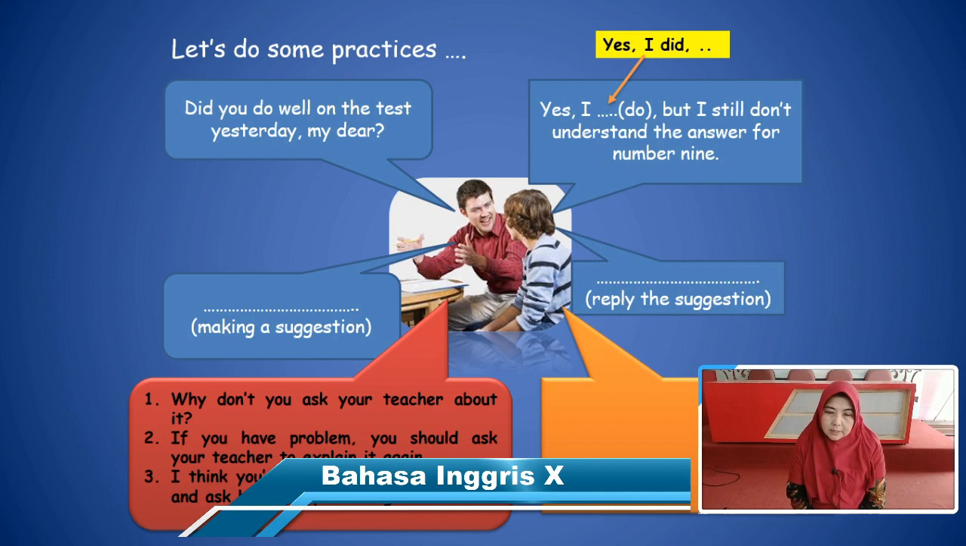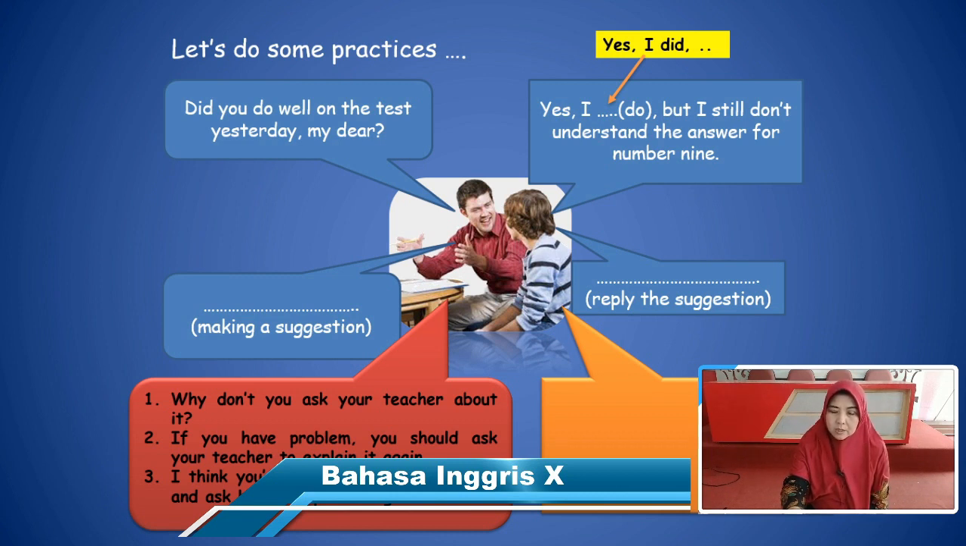Okay, there are two people here, and he asked, "Did you do well on the test yesterday, my dear?" Yes, I did. Because it was yesterday, we answer, yes, I did. But I still don't understand the answer for number 9. And he makes suggestions like this. Why don't you ask your teacher about it? If you have a problem, you should ask your teacher to explain it again.